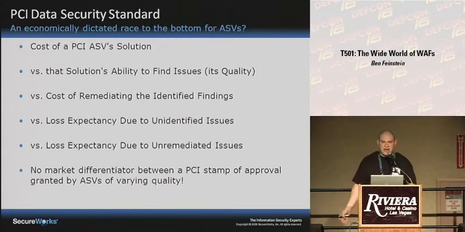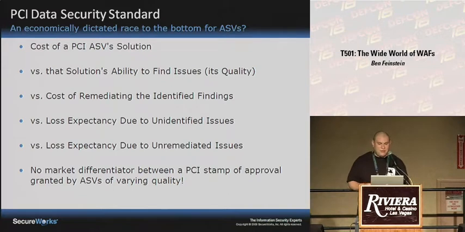So let's look at this from an economic perspective. If I have to become PCI compliant, and I've decided to go with an approved scanning vendor to meet that compliance, I'm going to evaluate the cost of that solution. I'm going to compare that with the solution's ability to find issues, or its quality. I'm going to compare that with the cost to my organization of remediating the findings from that ASV. I'm going to look at the annualized loss expectancy due to issues that it missed, okay? And I'm going to look at the loss expectancy due to issues I have chosen not to remediate.